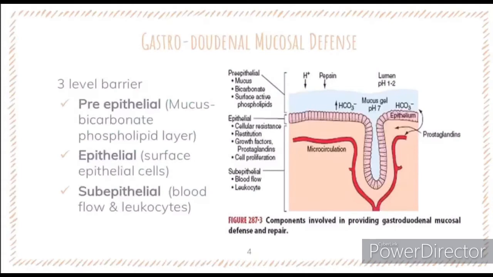For the pathophysiology, we have three different levels of barrier when it comes to gastroduodenal mucosal defense. The first layer would be the preepithelial, which mostly consists of mucus, bicarbonate, and surface active phospholipids. The second layer would be the epithelial, which is responsible for cellular resistance, restitution, production of growth factors and prostaglandins, as well as cell proliferation. And the last layer would be the subepithelial, which mostly consists of blood vessels and leukocytes.